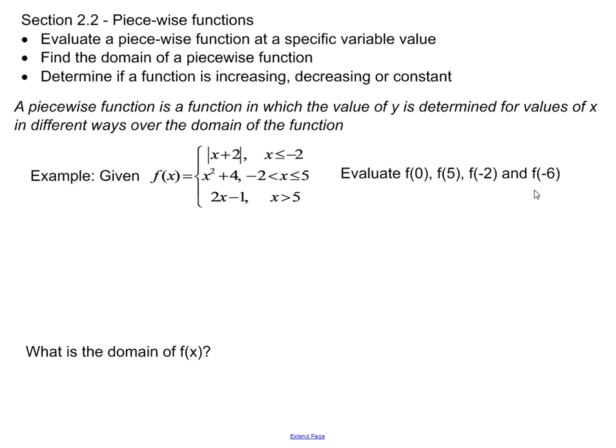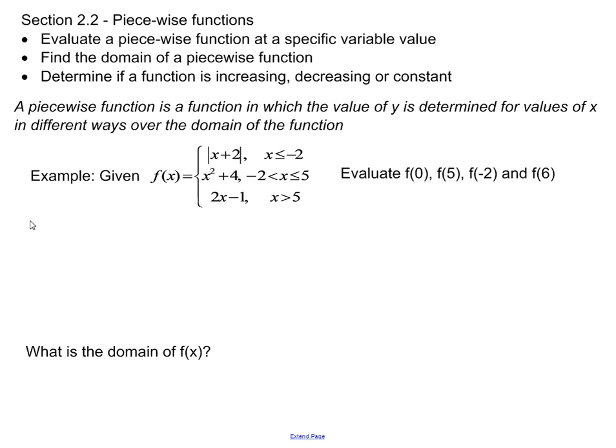Let's take a look at this. It says evaluate the function f of x at x equals 0, x equals 5, x equals negative 2, and x equals negative 6. Actually, that should be positive 6. I don't know what happened there. Let's try correcting that. There we go. Okay, we're going to evaluate the function at each of these points.